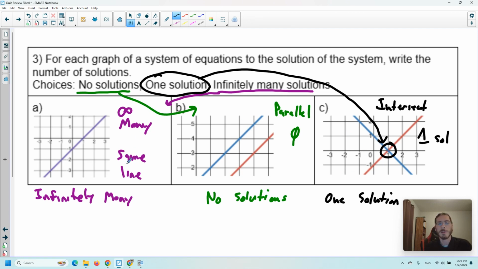Up here, this just kind of gives you the reasoning. Same line, infinitely many. If they overlap, parallel lines never touch, so there's no solutions. And when they intersect like that, that gives us one solution because there's only one point where they cross.